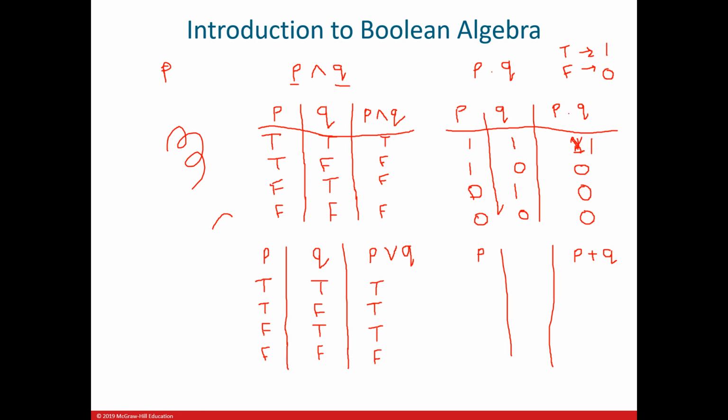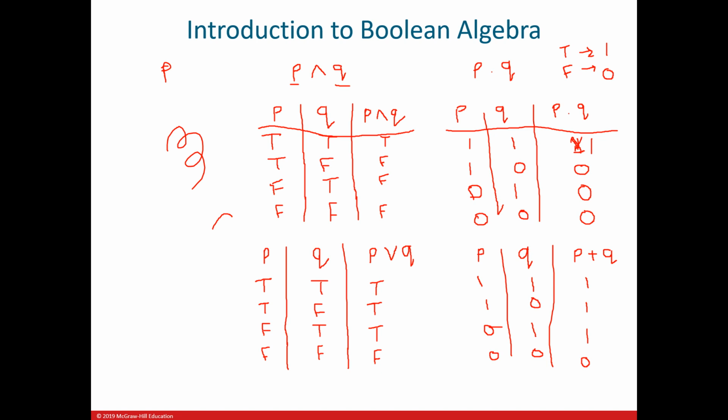P, Q, and then the truth table will be exactly the same. So replace true by 1. So 1 1 is one possibility, and in that case it is 1. Then 1 0 is another possibility, in that case it is 1. Then 0 1 is another possibility, in that case it is 1. And then the last possibility is 0 0, and in that case it is 0.